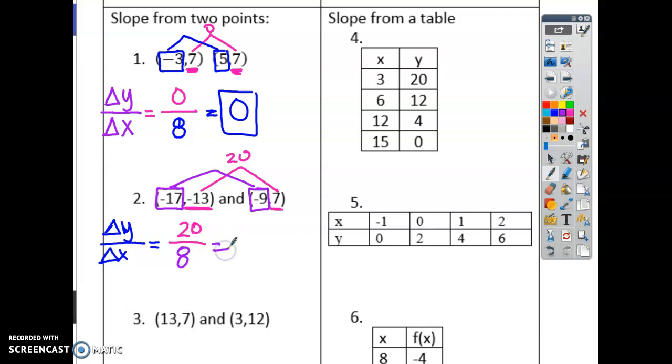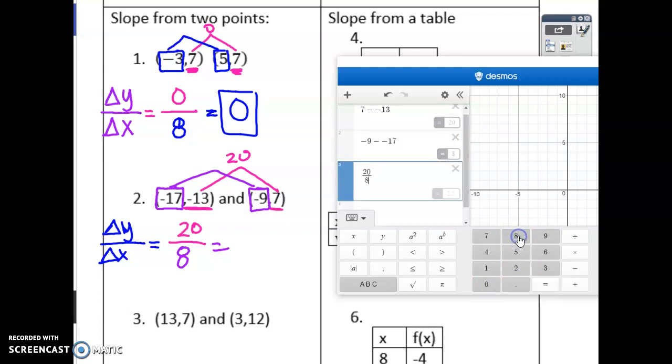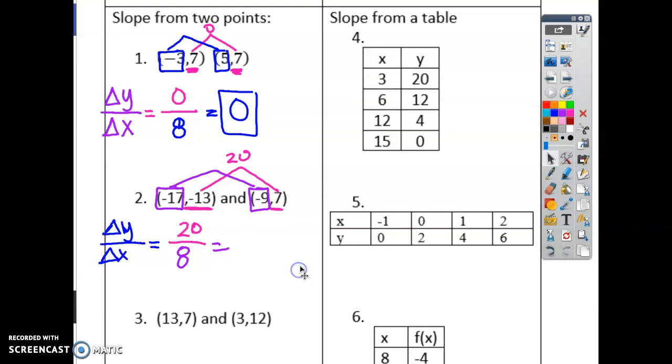Then you divide them. So I have 20 divided by 8 is 2.5. Okay? If your answers are in fractions, divide all the answers and see which one gives you 2.5. Okay, I'm going to let you try number 3 by yourself in just a little bit, but let's do number 4 together.